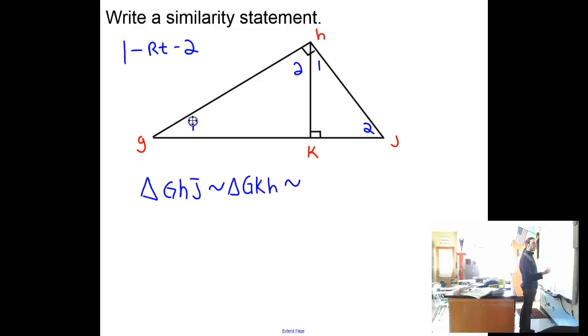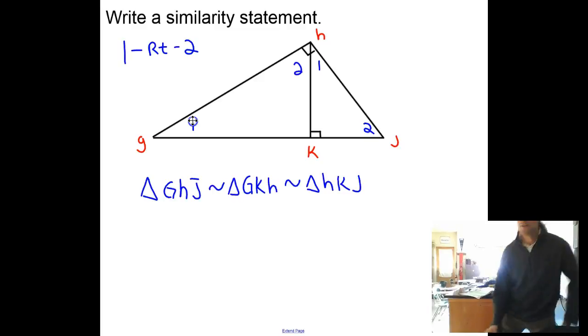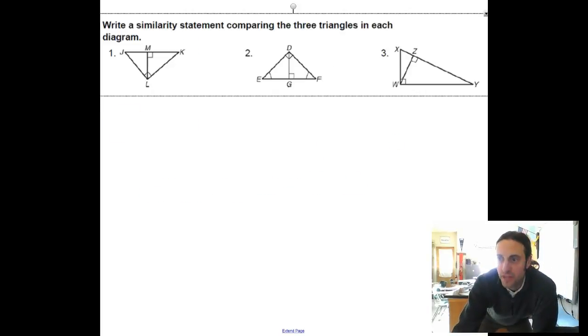Similar to my small triangle, again, triangle H is 1, K is right, J is 2. Get that? You see how that plays out? I hope so, because now what I want you to do is try these first 3 problems on your worksheet.